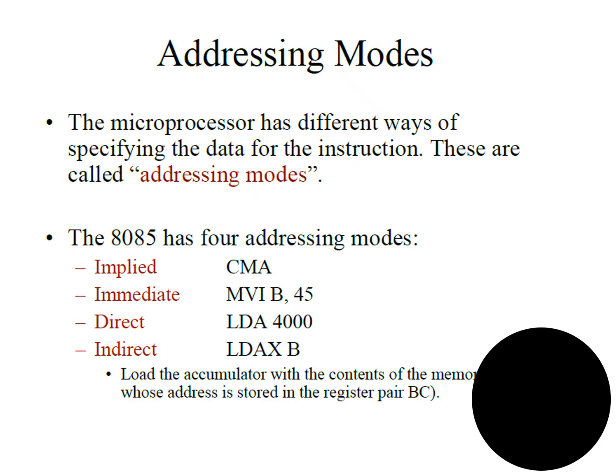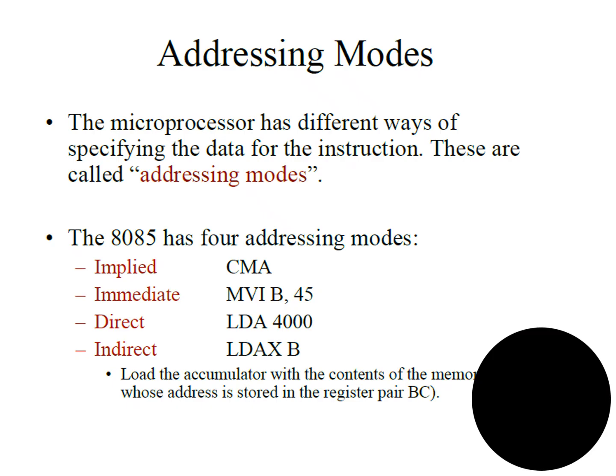Next, coming to the addressing modes, there are a few sets of addressing modes according to the instruction accessed. Before explaining the different types of addressing modes, we need to know what is meant by addressing mode. The microprocessor has different ways of specifying the data for the instruction. The way of accessing that data is nothing but the addressing mode.